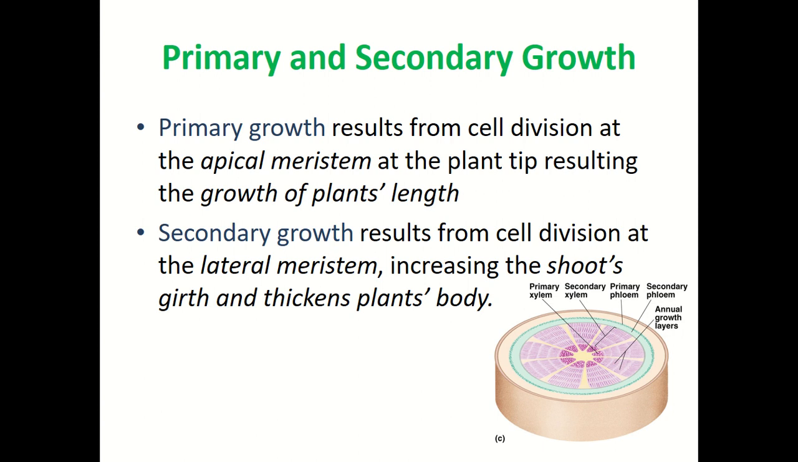Primary and secondary growth. Primary growth results from cell division at the apical meristems, either at the shoot tip or at the root tip, resulting in the length growth of the plant. Secondary growth results from cell divisions at the lateral meristem, either at the cork cambium, vascular cambium, the shoot lateral meristem and root lateral meristem, that increase the shoot girth and also thicken the plant's body.